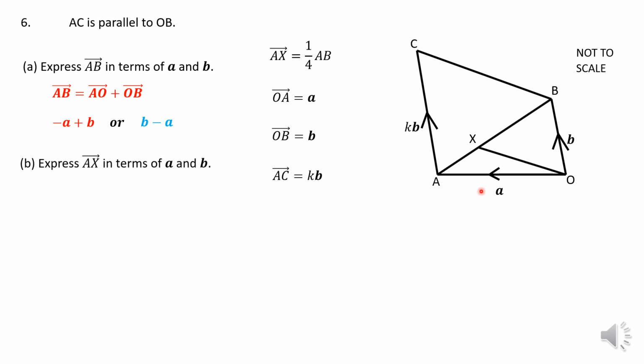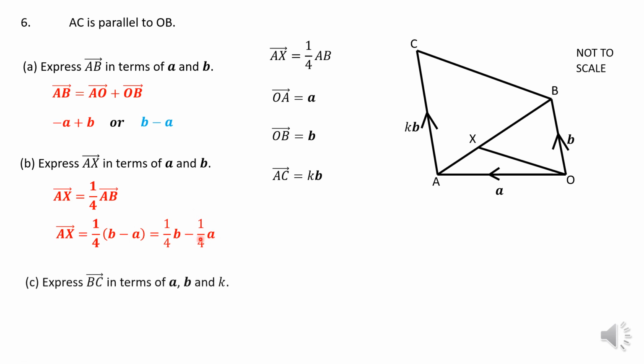The second one they want us to express is AX. So AX again is AO plus OX. AO, which we know is minus A. Then we need to find also OX. But we don't have OX, but we know that AX from the information here is 1/4 of whatever AB is. Now we know what AB is. AB was nothing but B minus A, or minus A plus B. So you just multiply that by a quarter. That should give you the answer there for AX.